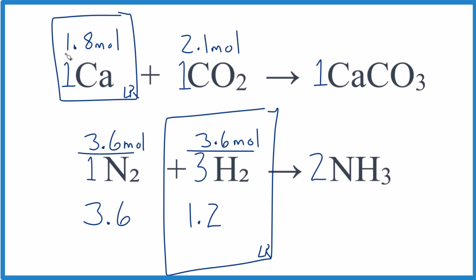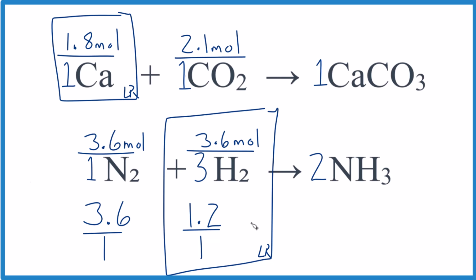Think of it this way. We have 1.8 over 1, 2.1 over 1. We can just compare. So down here we have 3.6 over 1, and when we divide it, this is the same as 1.2 over 1. Just like this, we're comparing. This is less. It's the limiting reactant.